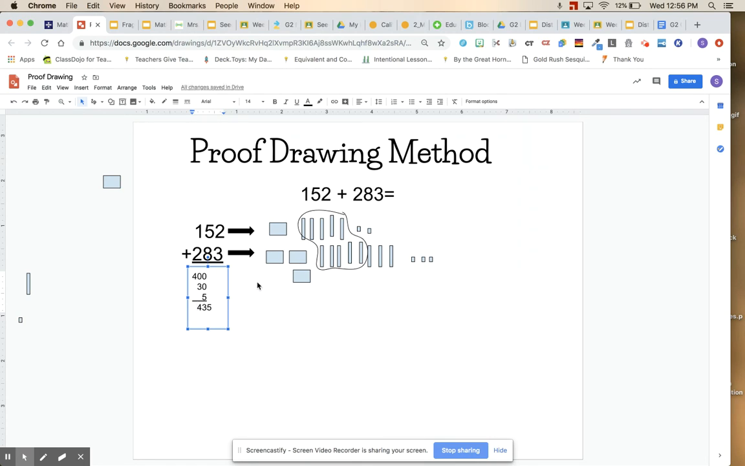I can also count it out if I'd like. 100, 200, 300, 400, 410, 420, 430, 431, 432, 433, 434, 435.